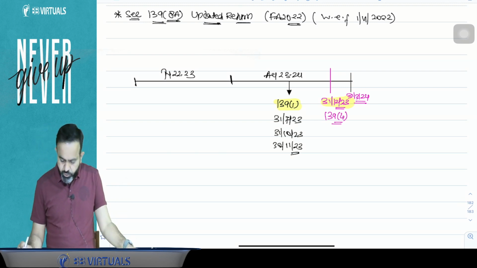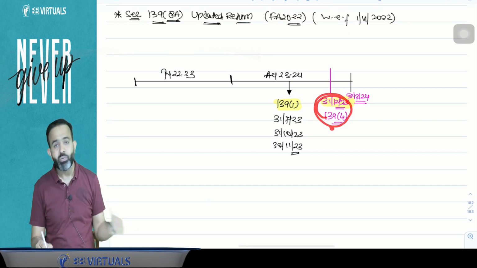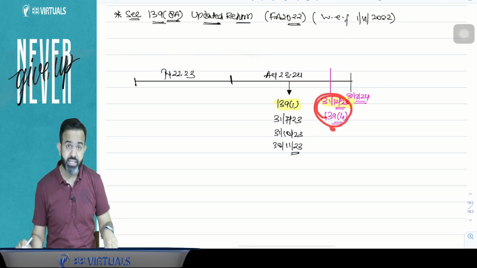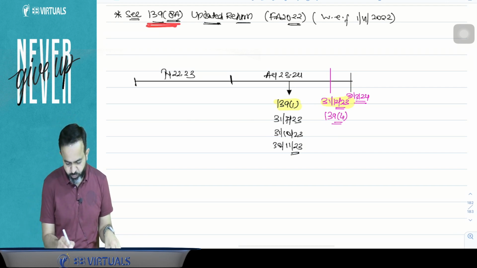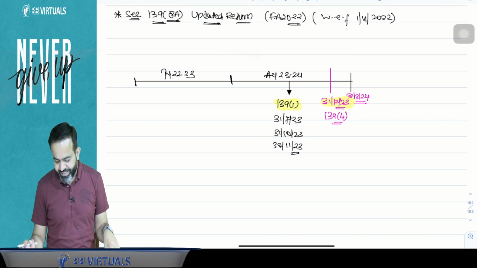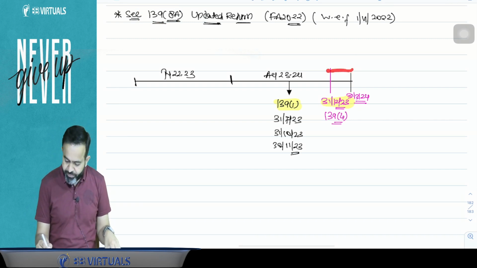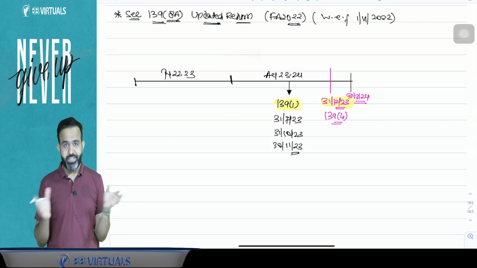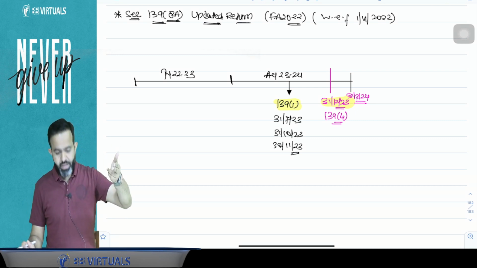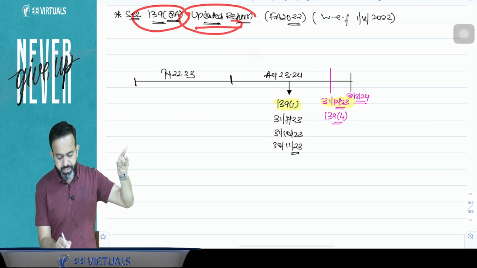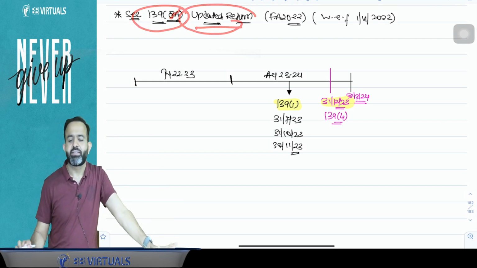So now pay attention. Sir, you are saying that till this date you can file the return, and after that you cannot file the return. Answer is yes. But guys, Nirmala Sitharaman ji introduced one provision, that is section 139(8A), and says that after this date also you can file the return. Here she says that you can file the updated return under section 139(8A) within 2 years from the end of the relevant assessment year.